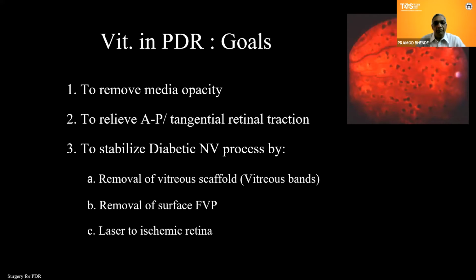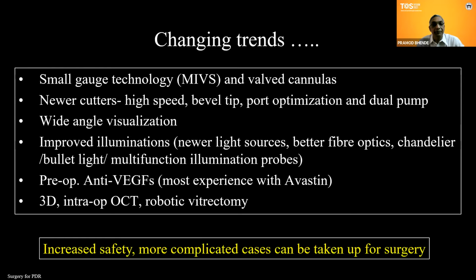Though with time, the goal of vitrectomy for PDR has not changed: basically to remove the media opacity, to relieve the anterior-posterior retraction and tangential traction, and to stabilize the diabetic neovascular process by removal of the vitreous scaffold and surface proliferation, and laser to the ischemic retina.